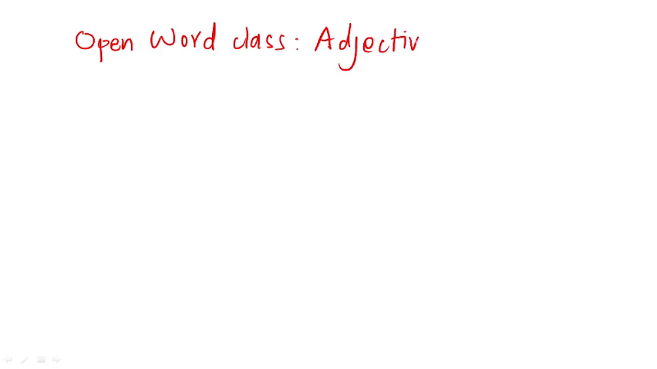The next open word class we will talk about today is adjective, and its symbol is AJ. Now you know that when we study open word classes we try to understand them with three types of tests: function, form and meaning.